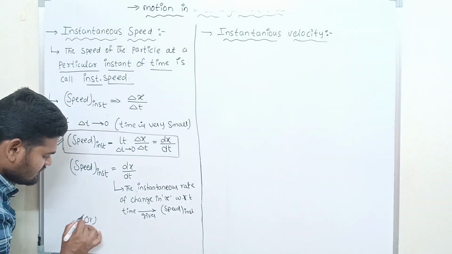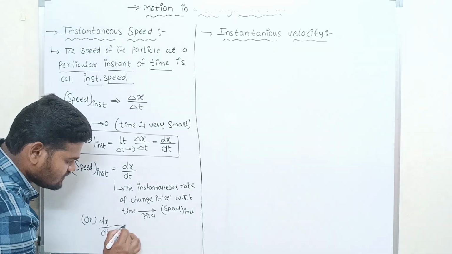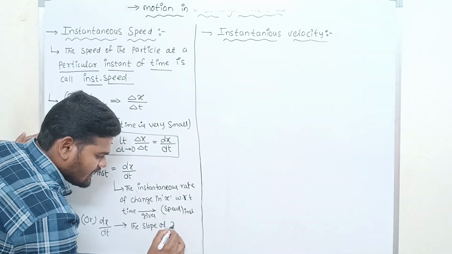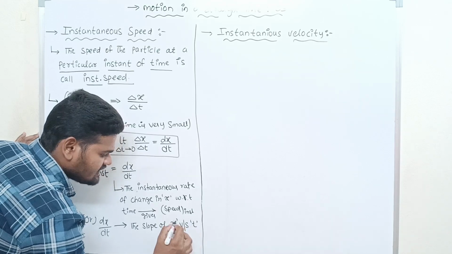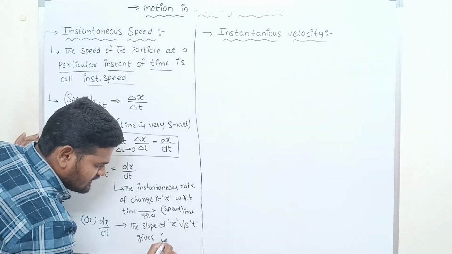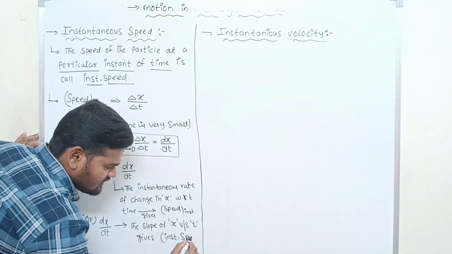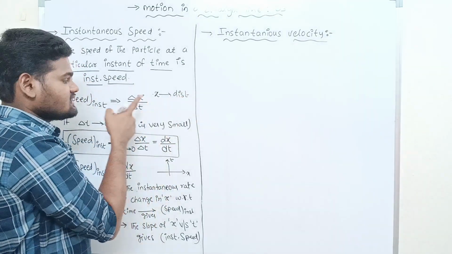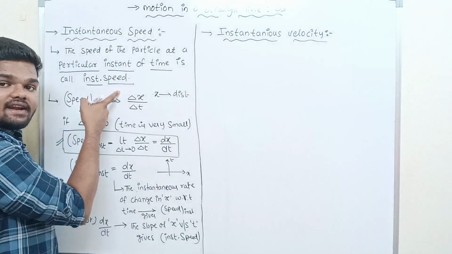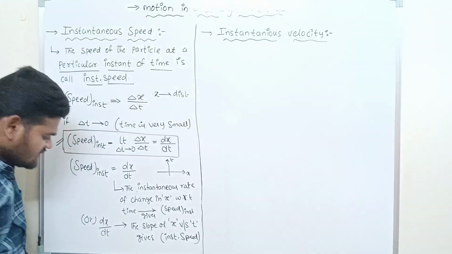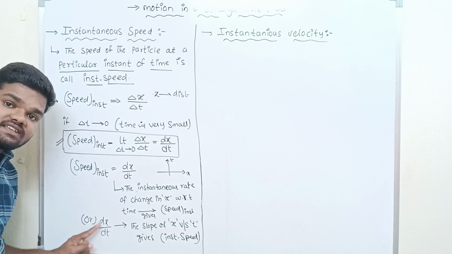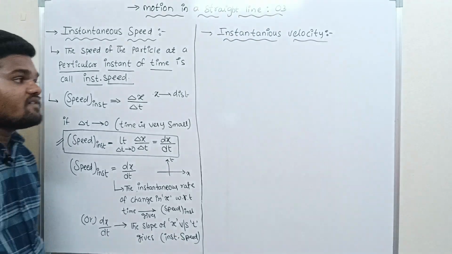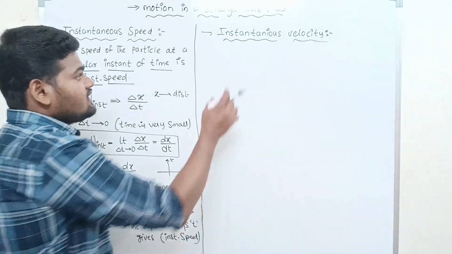dx by dt can also be represented as the slope of x versus t. The slope of x versus t gives instantaneous speed. What is x? x means distance. The rate of change of distance is called what? Speed. So what does dx by dt show? The slope of x versus t gives instantaneous speed.